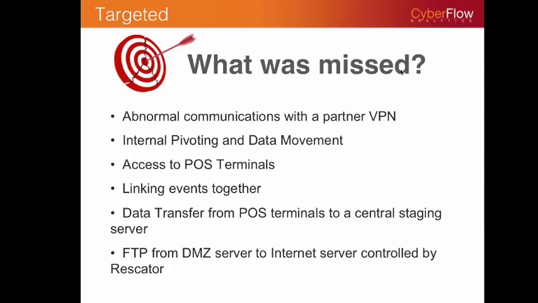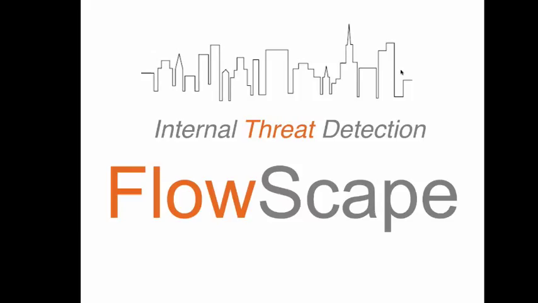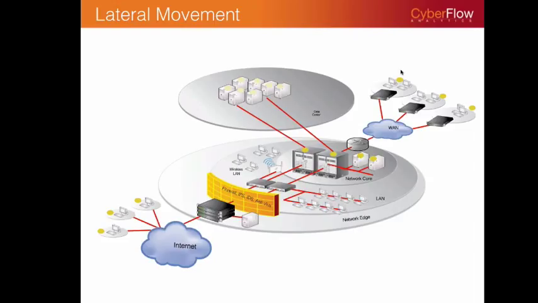malicious events. Data transfer from POS terminals to a central staging area, and an FTP from a DMZ server to an external internet server controlled by the perpetrator. That FTP server was normally used for inbound traffic. Then all of a sudden it was used for outbound. Nobody noticed that change in direction, that data volume flow in that change of direction.